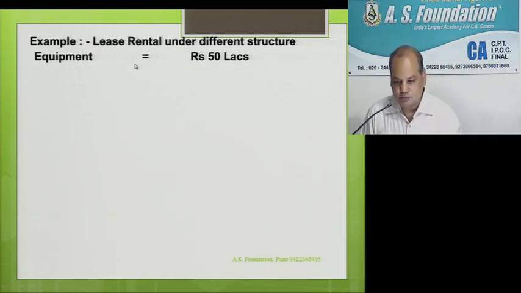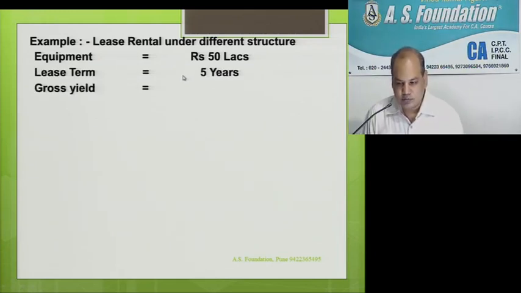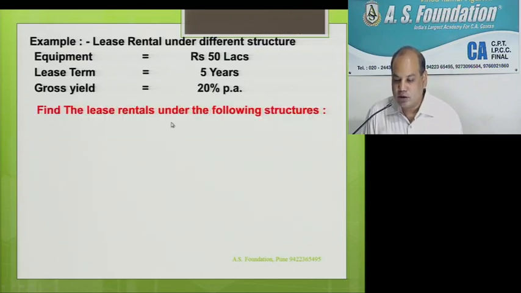Equipment cost 50 lakh. Lease term is 5 years. Gross yield 20%. That is your required rate of return. Find the lease rental under the following structure.